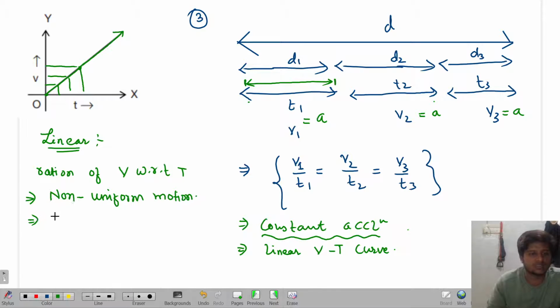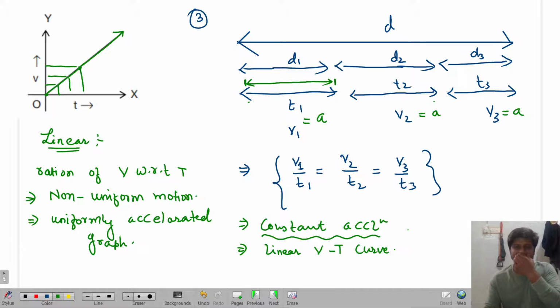Since acceleration is constant, I will write it is a uniformly accelerated graph. Got it or not? Everyone got this or not? Tell me yes or no.